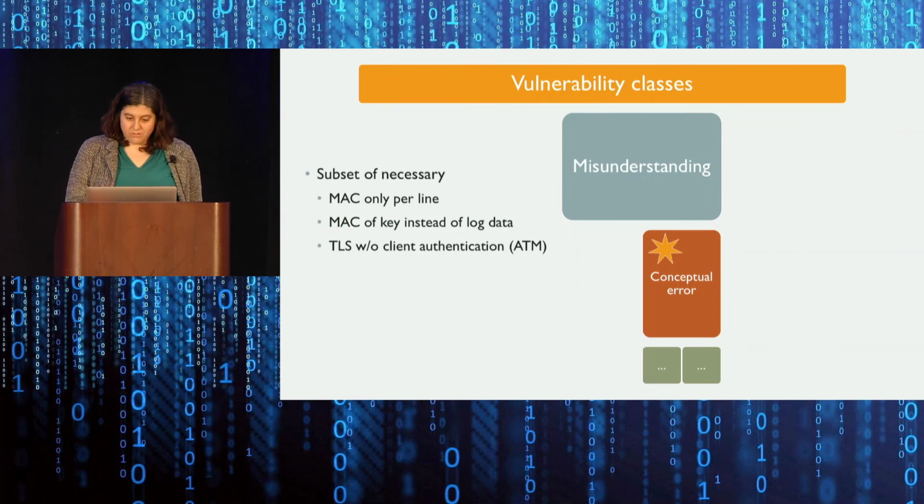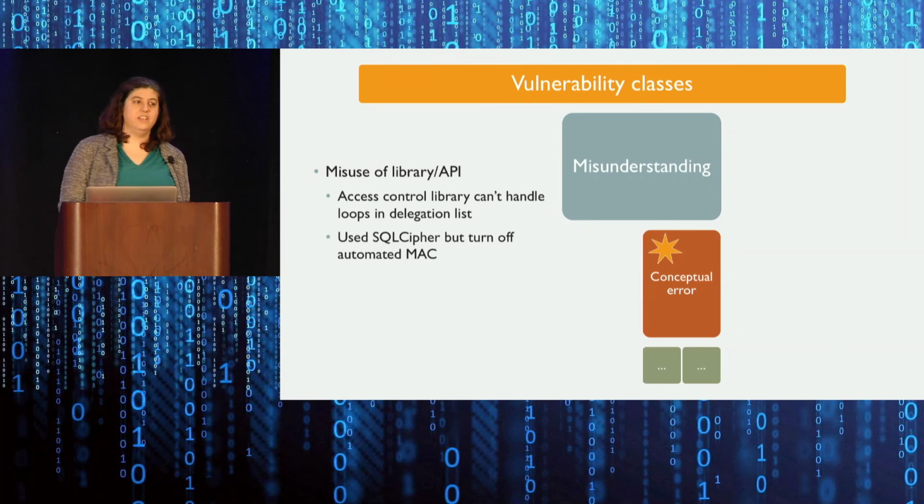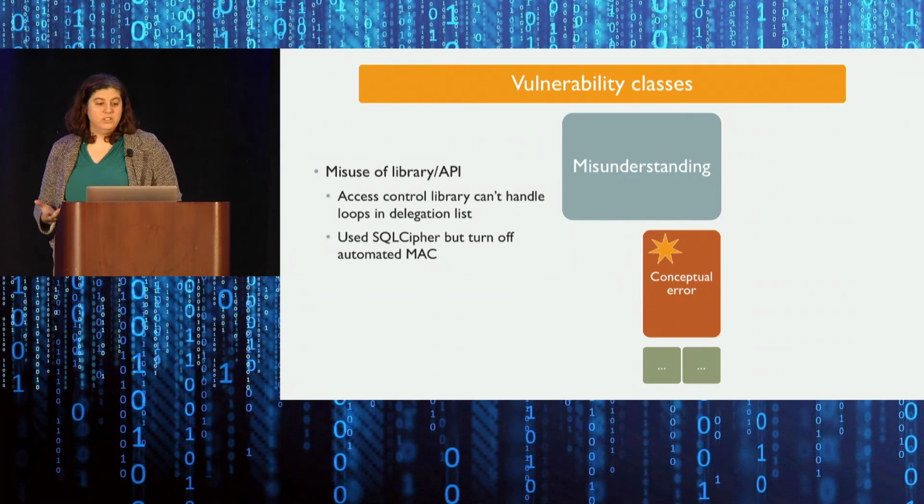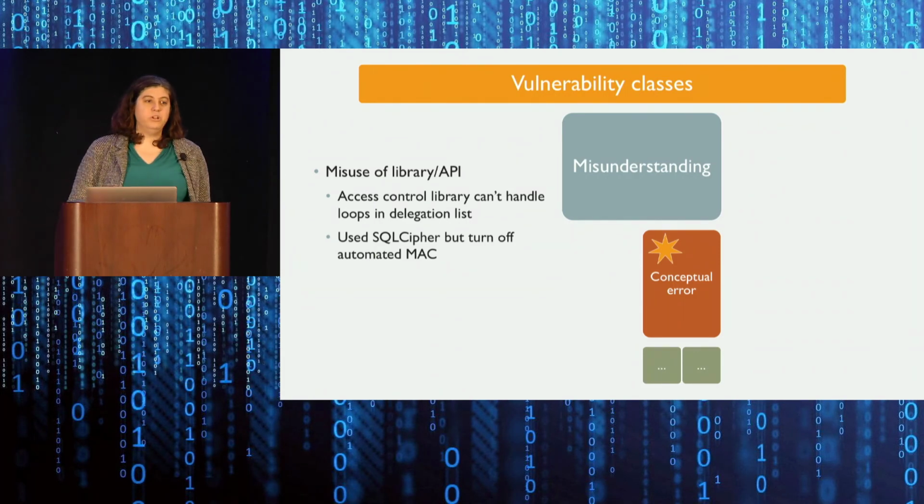So not great. We also saw lots of cases of mistakes using libraries. Only one team actually tried to use a library in the access control problem. There's not a lot of libraries out there to do that. They found one that did the right thing, except that it was not able to handle loops in the delegation list. And they didn't realize that the library couldn't handle the loops, and so that introduced a vulnerability for them.